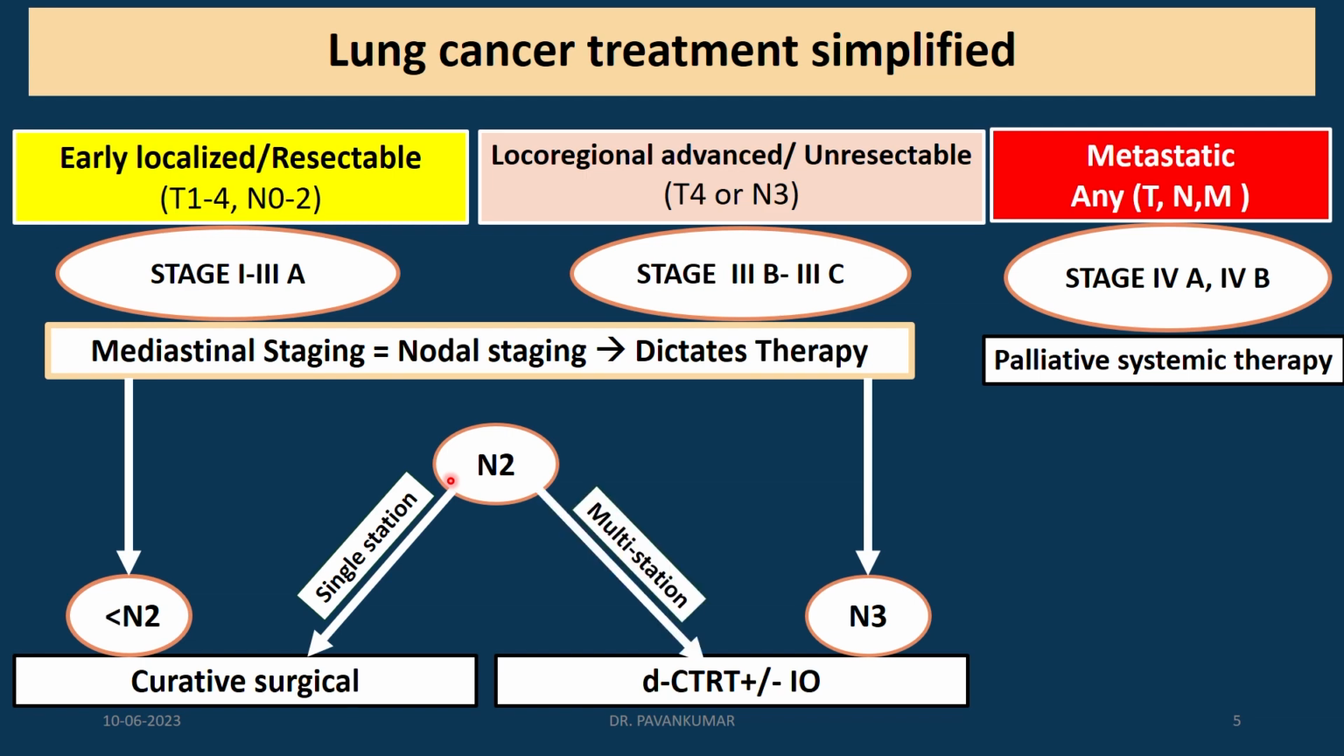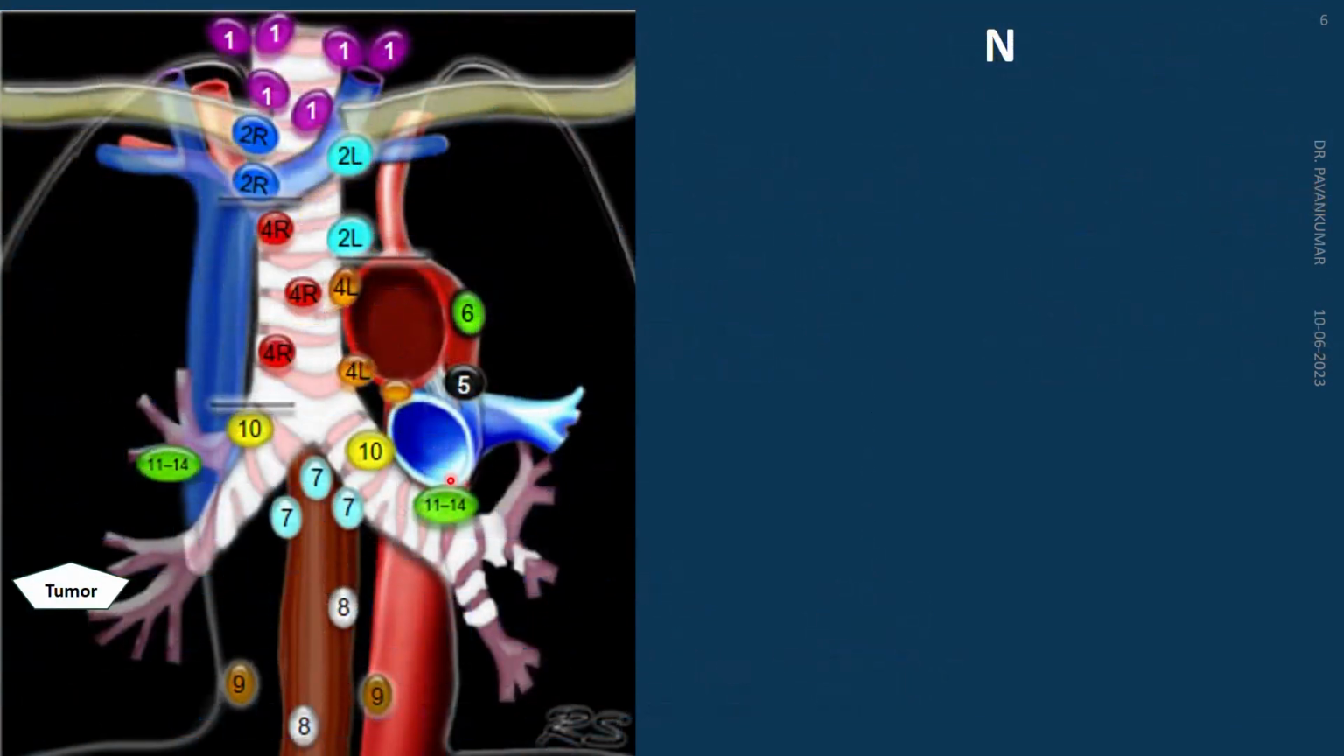In terms of multi-station, it means you have more than 1 node positive on N2, that is a mediastinal site, either superior or inferior mediastinal, or you have a bulky node. If your node is more than 2.5 centimeter, it will behave like a mass, and these patients become non-operable. They don't do well after surgery in terms of survival, and hence definitive chemotherapy or immunotherapy can be offered to this patient. We have seen this N3, N2.